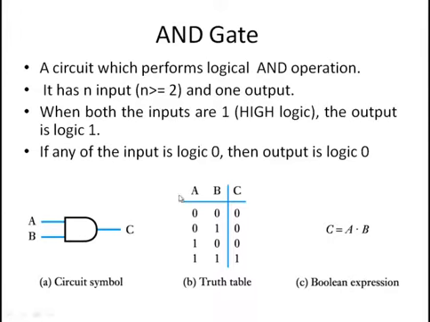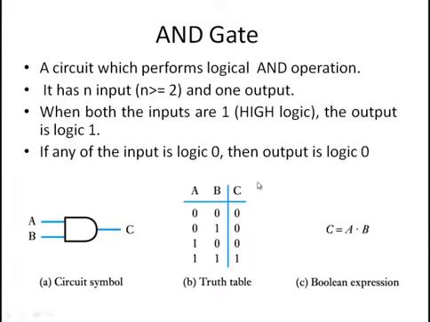Further, this is the truth table of the AND gate, which has been formed by considering different combinations of input. Here we have two inputs, so 2 raised to the power 2 is 4, and we will have 4 combinations, that is 0 0, 0 1, 1 0, 1 1. After that, the output is calculated from this expression. It is 0 dot 0 is 0, 0 dot 1 is 0, 1 dot 0 is 0, and 1 dot 1 is 1.